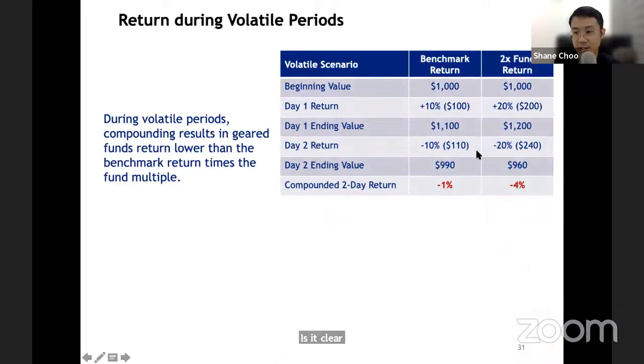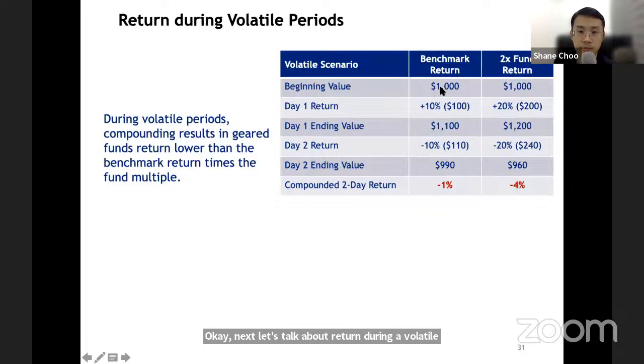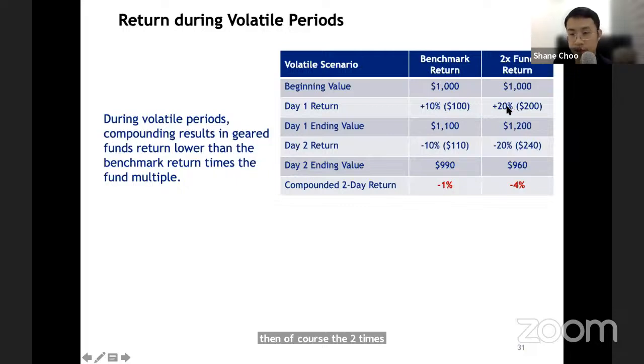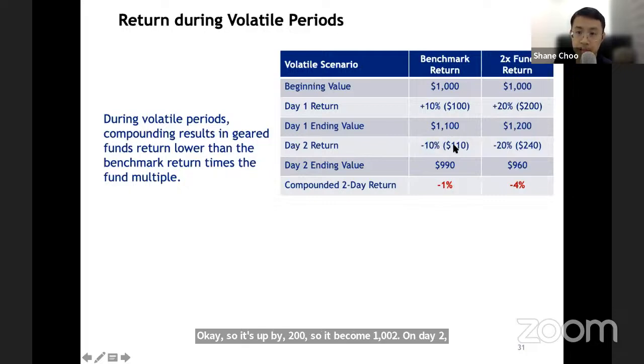Okay, next, let's talk about return during a volatile period. Let's say the NAV at the beginning is 1,000 bucks, and it's up 10% after day one, so it's up to 1,100. And then, of course, the 2 times fund will be up by 20%, so it's up by 200 bucks and becomes 1,200. On day two, the benchmark return is down 10%, so it's down by 110. 10% of 1,100 is 110. So you take 1,100 minus 110, you get 990.